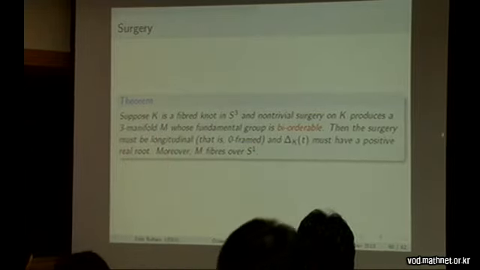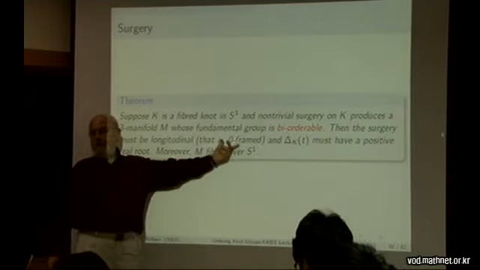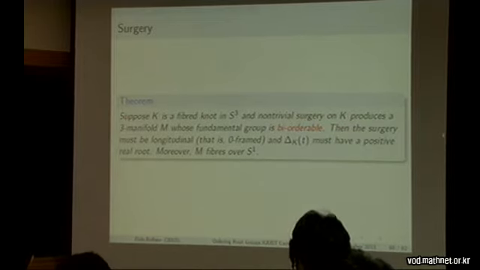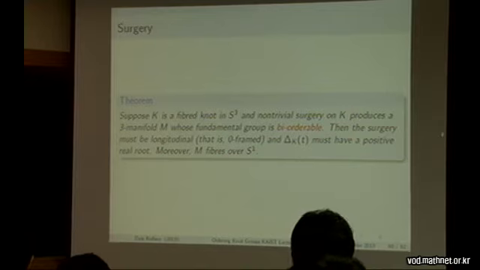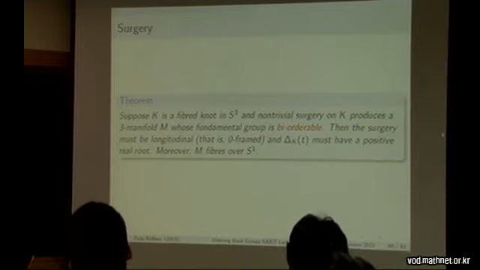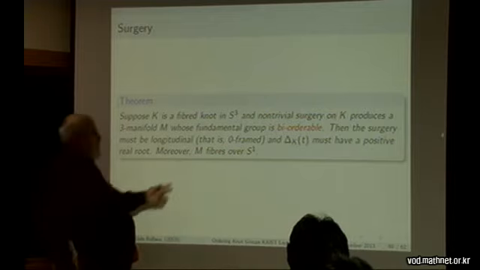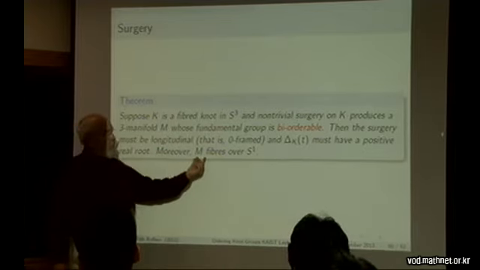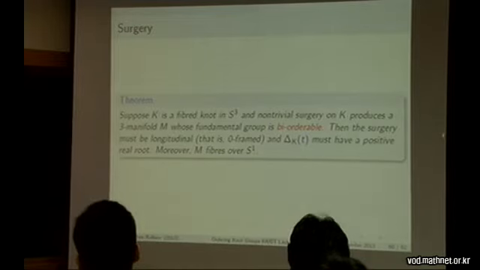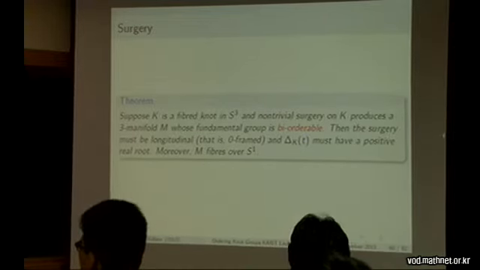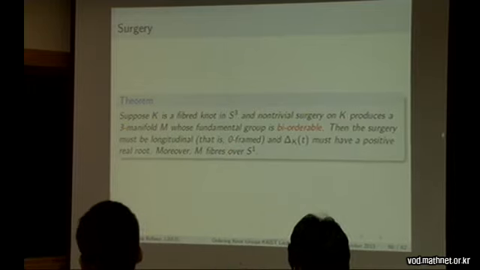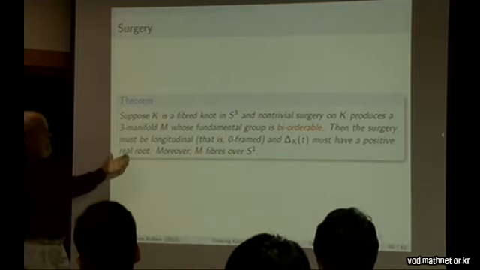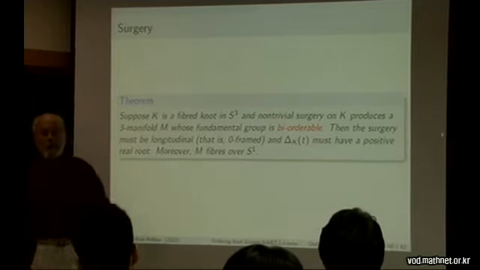Then it has to be a very special surgery, that is, 0 framed. That's actually true for any knot, just a homology calculation. It's the only way you get infinite homology, is to do 0 frame surgery, and the Alexander polynomial has to have a positive real root. And moreover, in that case, the fibration of the knot complement extends to the surgery manifold. That's fairly easy to see with 0 frame surgery. So again, a connection between orderability, positive roots, and orderability of the surgery manifold.